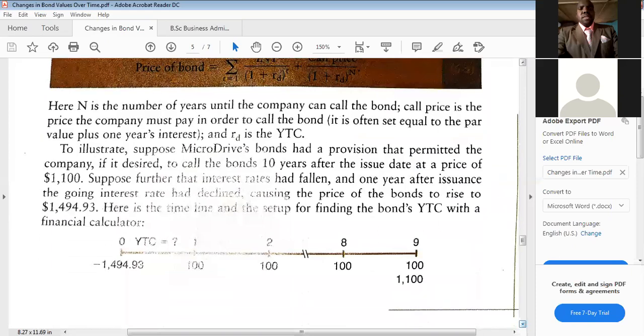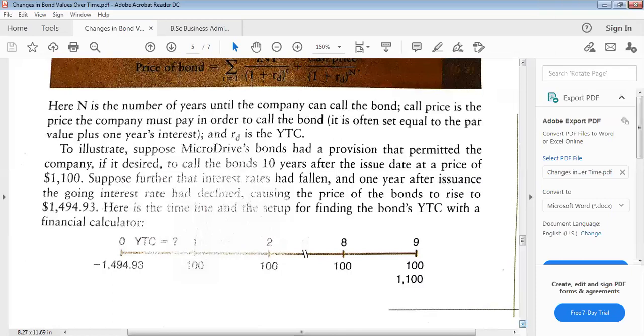To illustrate, suppose Microdrive's bonds had a provision that permitted the company, if it desired, to call the bonds 10 years after the issue date at a price of $1,100. Suppose further that interest rates had fallen. 1 year after issuance, the going interest rate had declined, causing the price of the bonds to rise to $1,494.93. Here's the timeline and setup for finding the bond's yield to call with a financial calculator.